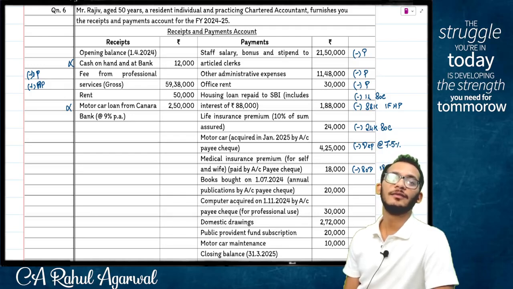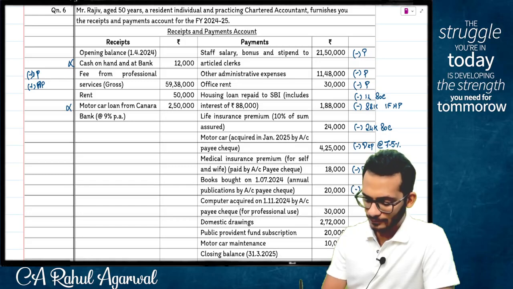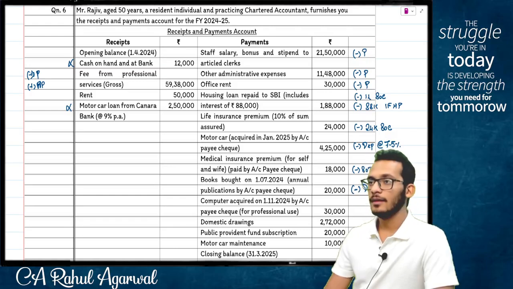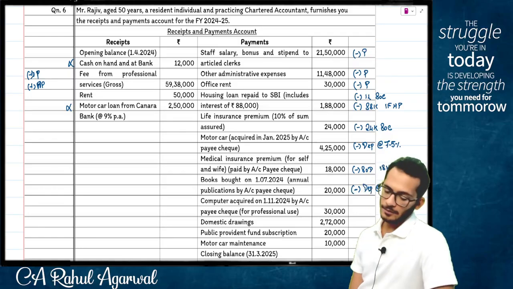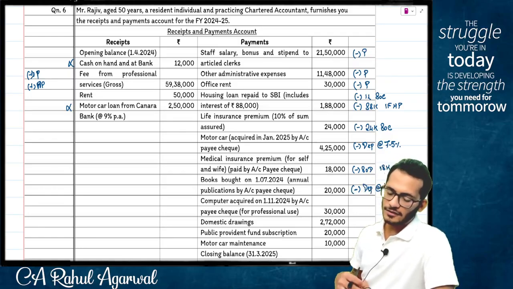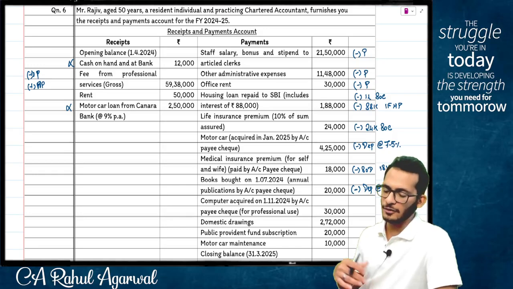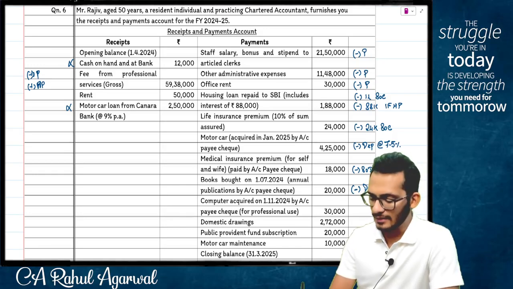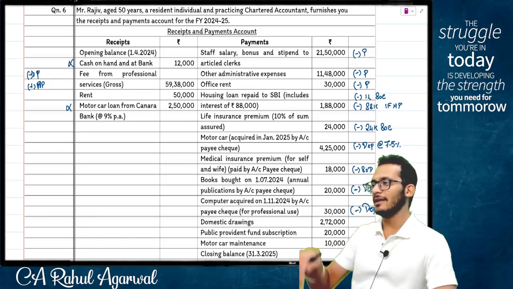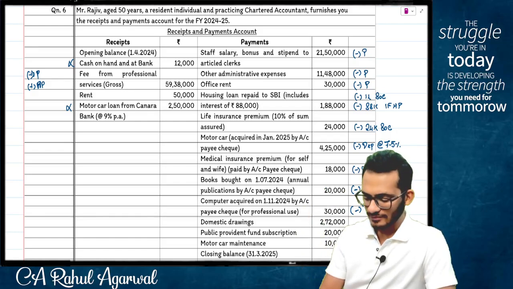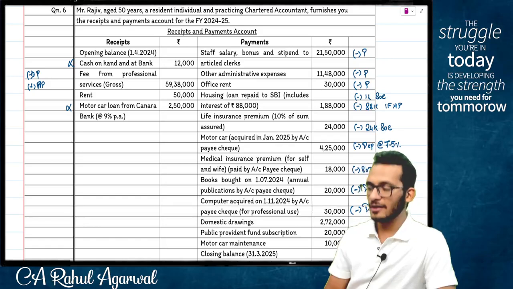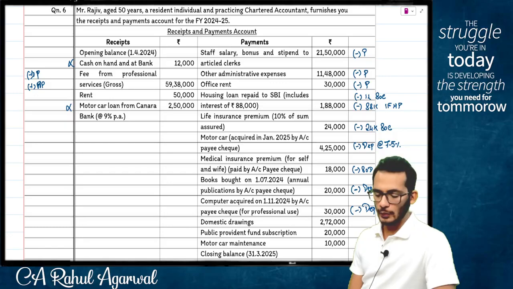Depreciation at the rate of 40%. Next, computers acquired on 1st November 24 by the accountant for professional use, at the rate of 40%. Normal was 40, half year therefore 20.